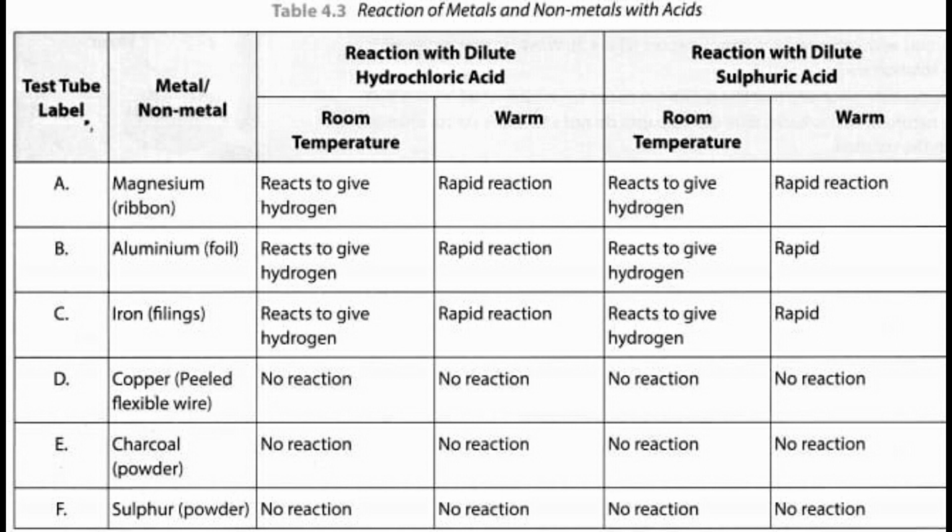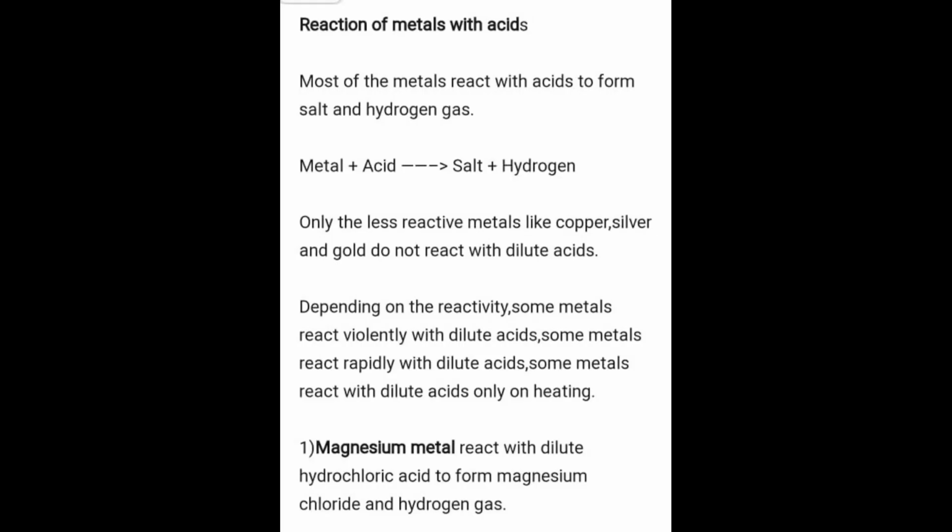You can see magnesium, aluminium, iron and copper are metals. Charcoal and sulfur are non-metals. In charcoal you have carbon as a non-metal, and sulfur is a non-metal. Here you can see two columns: at room temperature what type of reaction is observed, and at warm temperature what type of reaction is observed. Let me tell you, when metals react with acids they produce hydrogen gas and salts. You can note down these observations in the tabular column.